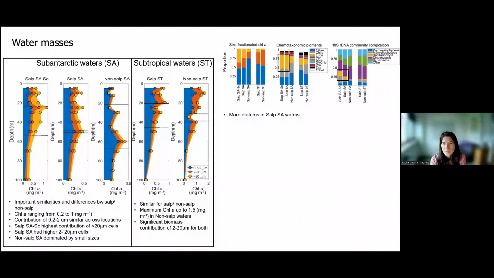When we looked at the composition, we saw more diatoms in salp subantarctic waters, and you can see that both in the chemotaxonomic pigments and in the DNA-based community composition. And we found some evidence for more prymnesiophytes in subtropical waters and a bit more in non-salp subantarctic waters.